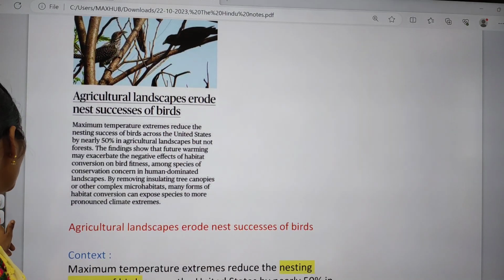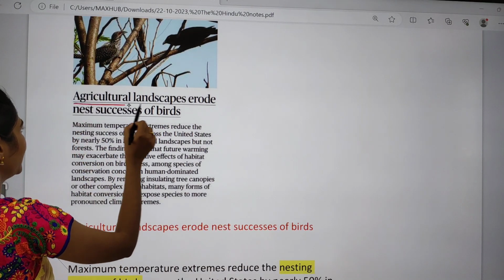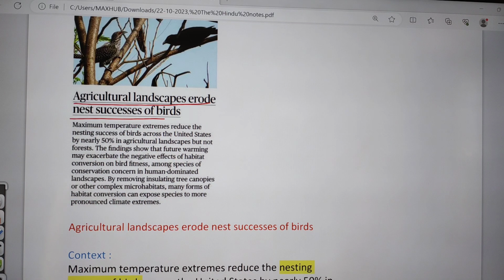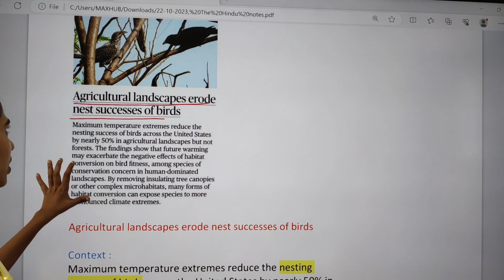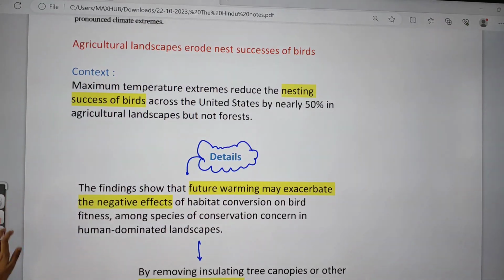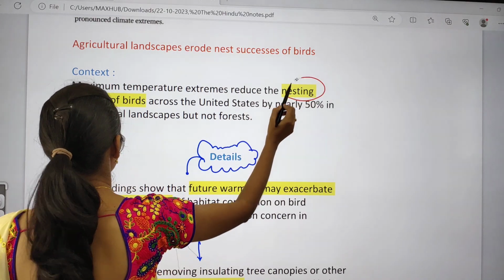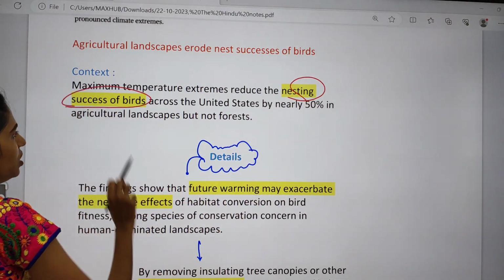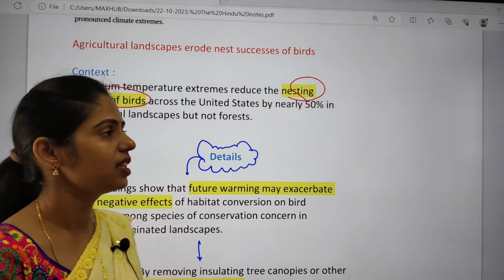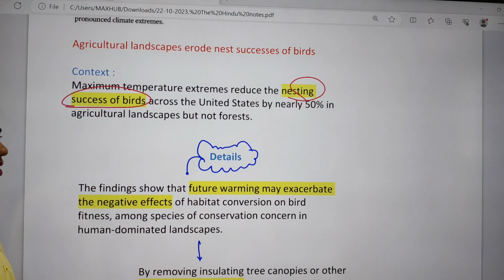And if you move on, you can see this topic, that is agricultural landscapes erode nest success of birds. So this article is talking about nests of the birds. Because of climate change, there is an increase in temperature, right? So maximum temperature extremes reduce nesting success of birds. Whenever temperature is high, these birds won't like to stay in the nest. That is the thing which is mainly said.